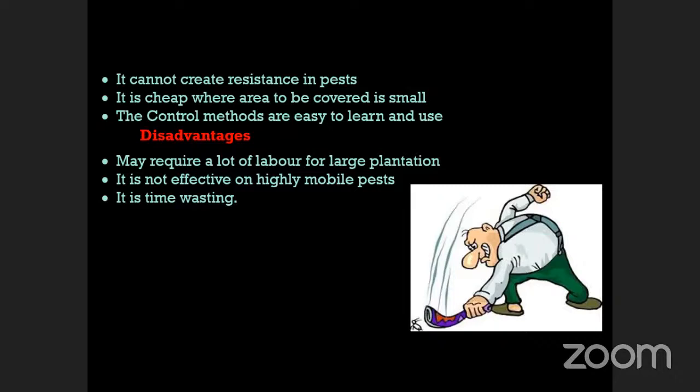There is no way a pest can be resistant to this method of pest control. When I get it and then I hit it like how this man is doing it, he saw a pest moving and then he got a cane and he caned it. Okay, that is the beauty of it. It is cheap where the area to be covered is small. If the place is very small, it is very cheap. You just get your cane, you move around with a cane in the garden, caning the pests.